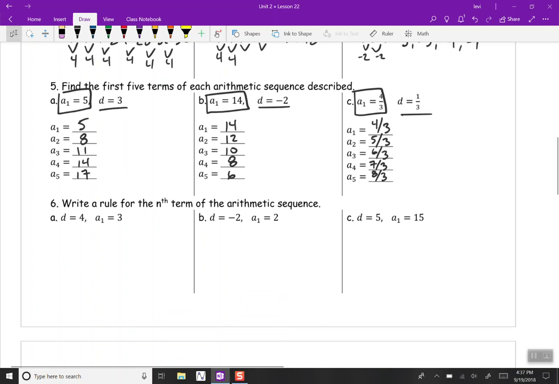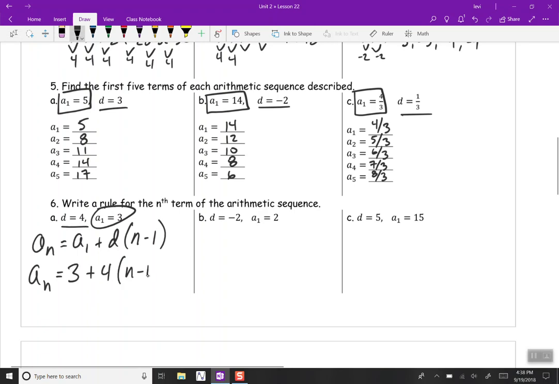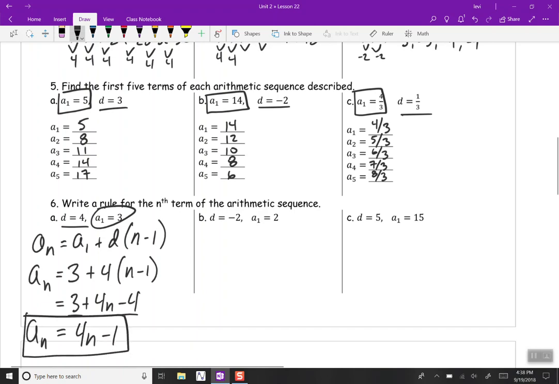6, write a rule for the nth term. So we're just going to plug it in. a sub n equals a sub 1 plus common difference times the quantity n minus 1. So this is saying a sub n equals the first term, 3, plus the common difference, which is 4, times the quantity n minus 1. That is correct, but let's simplify this. We'd say 3 plus 4n minus 4, and then combine like terms, and we get 4n minus 1. So that would be our rule for the nth term of the sequence.